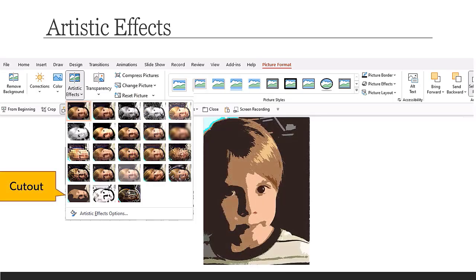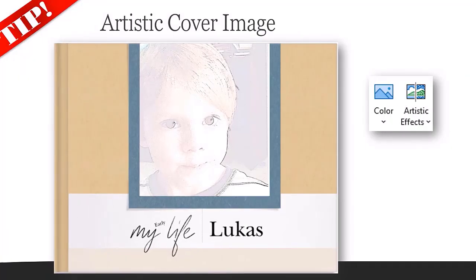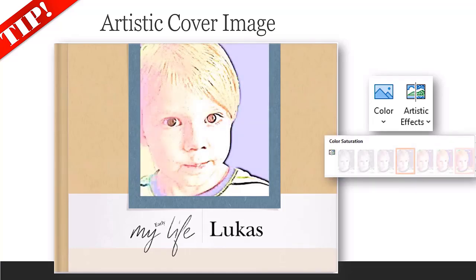And this is called cutout. In Photoshop, this is called posterize, so it looks like an old style poster. The last one here is photocopy. Let's see a tip on what you can do with that. Create a stylized image for his book cover. Use the artistic effect photocopy, then in color, I saturate to see the color with more intensity. Did you know PowerPoint could do this?